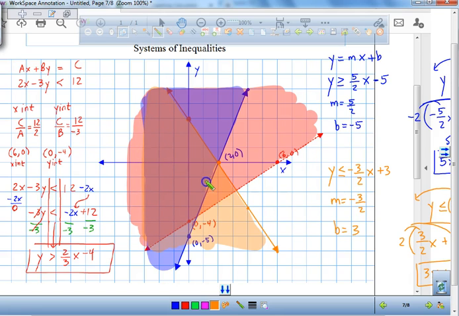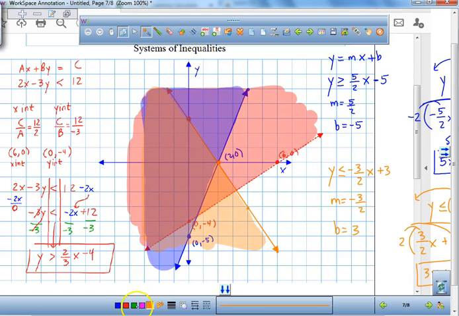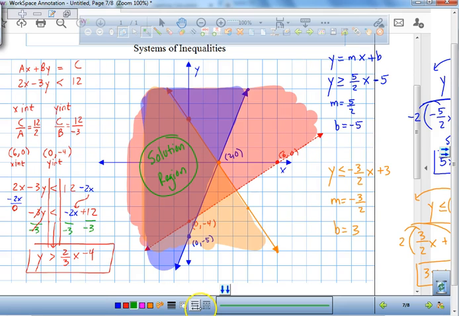So here's what I want you guys to label. Can you guys label this right here? I'm going to label it in green. Hopefully you see it better. This right here, everybody, is what's called the solution region. Yeah, where all of them overlap, that's called the solution region.